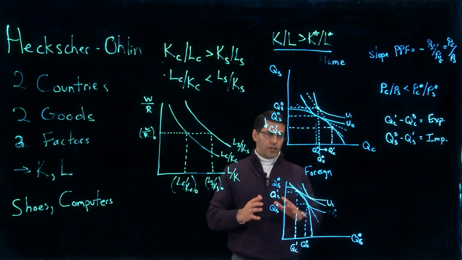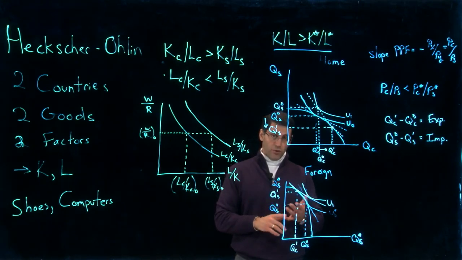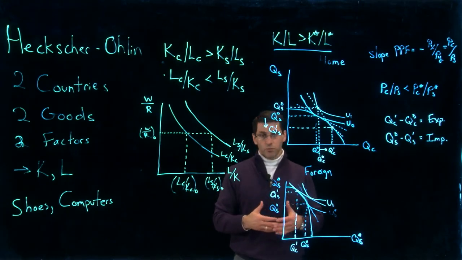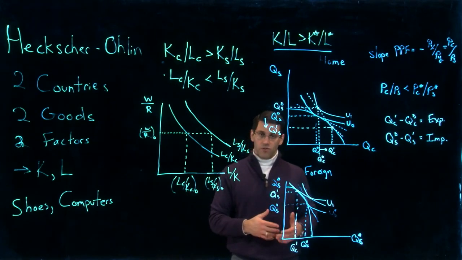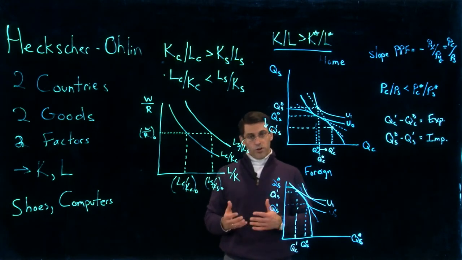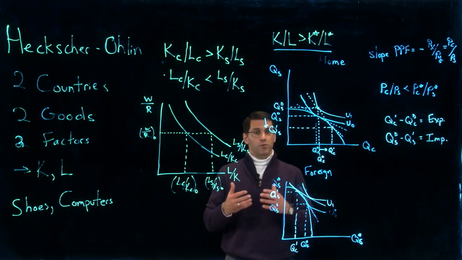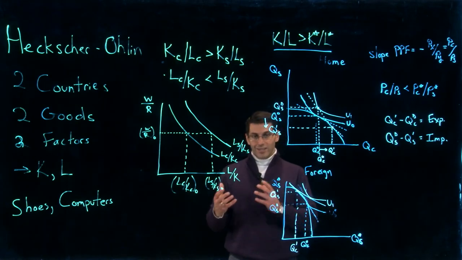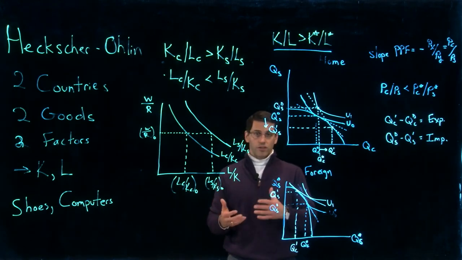So what happens in general when we open up to trade? We notice that foreign, which is labor abundant, is going to increase its production of the labor intensive good and decrease its production of the capital intensive good. The home country, which is capital abundant, when it opens up to trade, will see an expansion of the capital intensive sector, an increase in production in computers and a decrease in production, or a shrinking, of the labor intensive sector, in this case shoes.